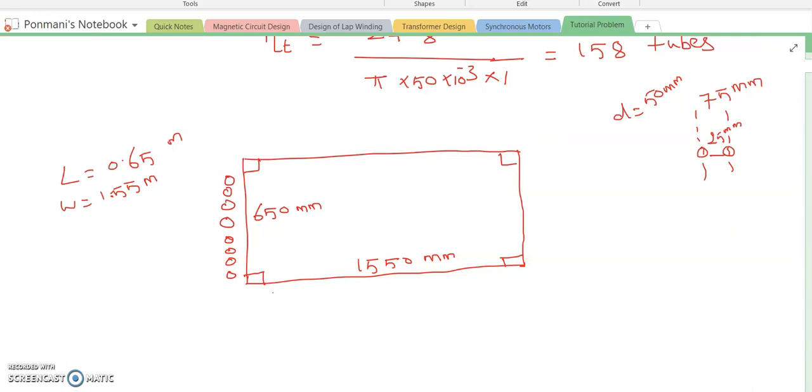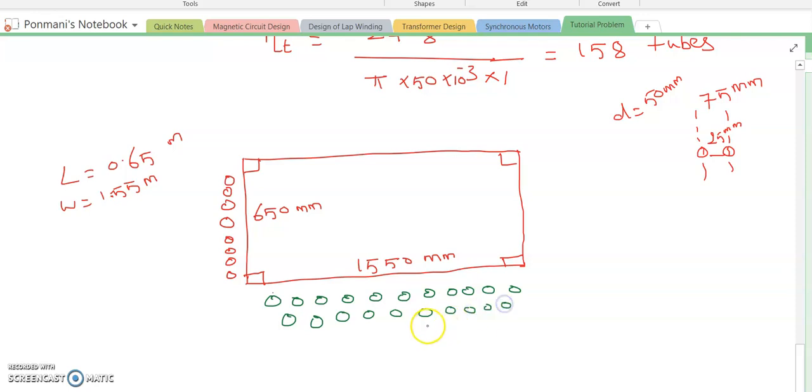So here we are arranging one row. Like this, you have to decide the number of tubes, and then in the second row you can arrange them in alternate positions, so that you can make the heat dissipation easy. So here also you can make the second row like this. Like that, the number of tubes will be decided.